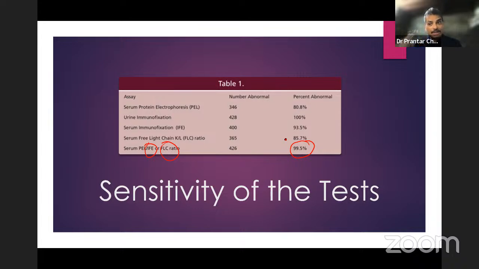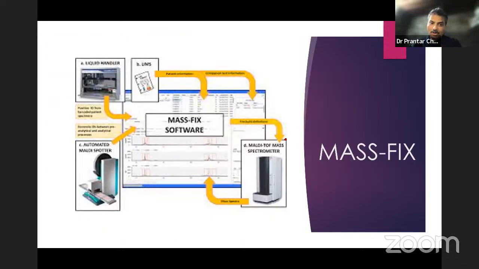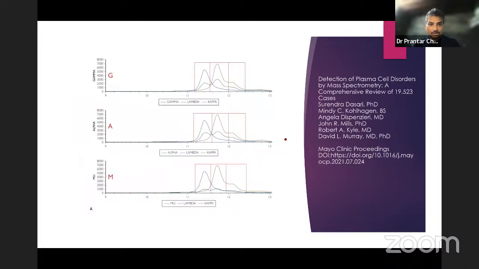That is why at the beginning I told you, if you do not find an M band on serum protein electrophoresis, that does not rule out monoclonal gammopathy or myeloma. You should combine it with at least another test, right? So this is what MALDI-TOF looks like, MASFIX. These are present. Some hospitals have it for looking at interferons and other markers, but it can be used for looking at proteins also.